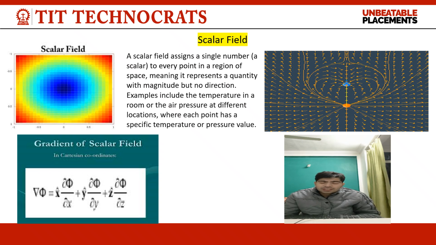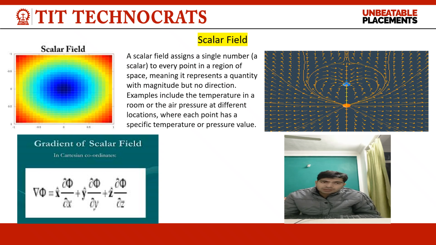If you read some definitions on the internet or various sources, the definition of a scalar field is something like what I read to you, which is on your screen. A scalar field assigns a single number, a scalar, to every point in a region of space, meaning it represents a quantity with magnitude but no direction. Examples include temperature in a room and air pressure at different locations, where each point has a specific temperature and pressure value. So basically it is saying that in a region, we can specify a number to each point.